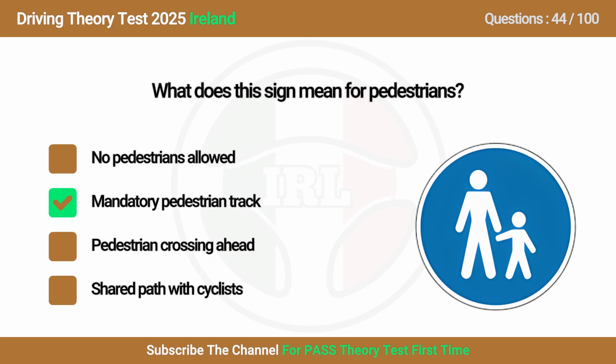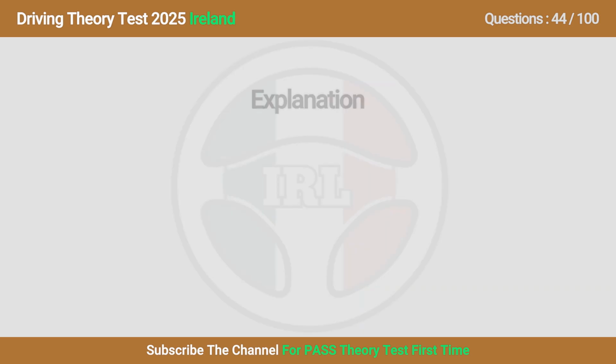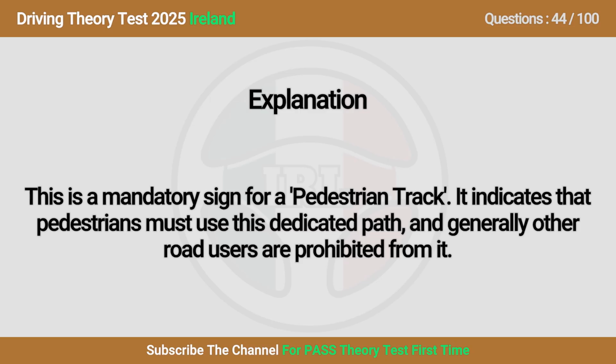Answer is B. Mandatory pedestrian track. This is a mandatory sign for a pedestrian track. It indicates that pedestrians must use this dedicated path, and generally other road users are prohibited from it.